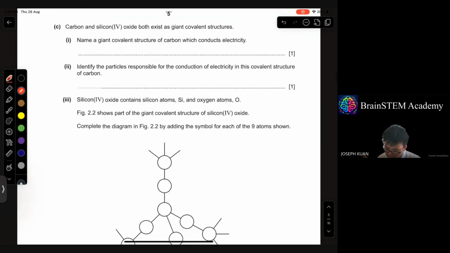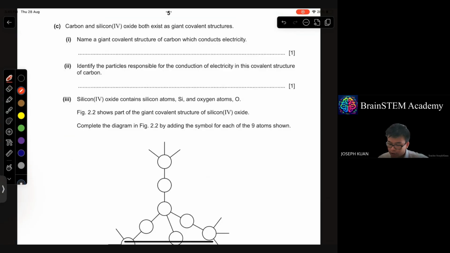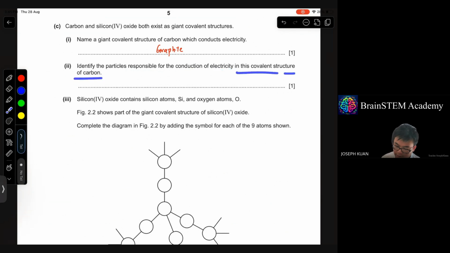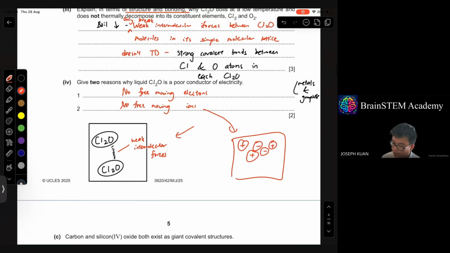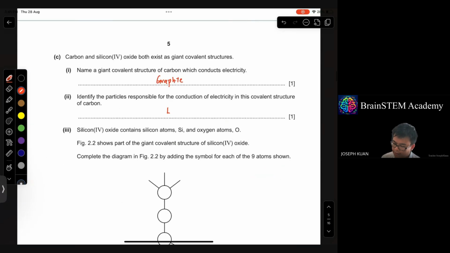Next, carbon and silicon oxide both exist as giant covalent structures. Name a giant covalent structure of carbon which conducts electricity. That will be graphite, as mentioned earlier. Next, identify the particles responsible for the conduction of electricity in its covalent structure of carbon. As mentioned earlier, graphite is because of the free moving electrons.